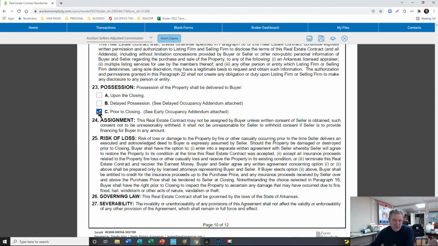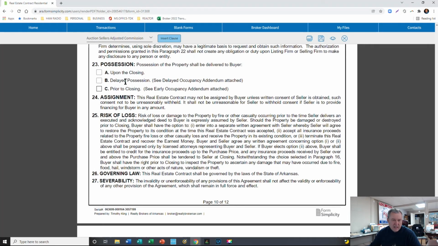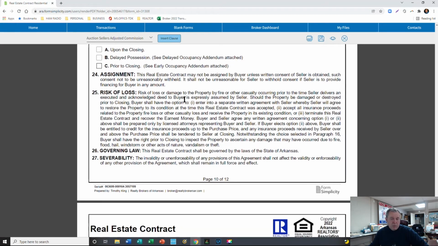I've had several of the early occupancy. Again, it makes me nervous as a broker, because if somebody doesn't do what they're supposed to do, then everybody else, you know what I mean. They can all get fussy. By the way, if there's a delayed possession, read that delayed occupancy addendum. I think it's not supposed to apply for any longer than 30 days. So if it goes any longer than that, then you've got to have a rental lease agreement in place. All right, read all these other things.